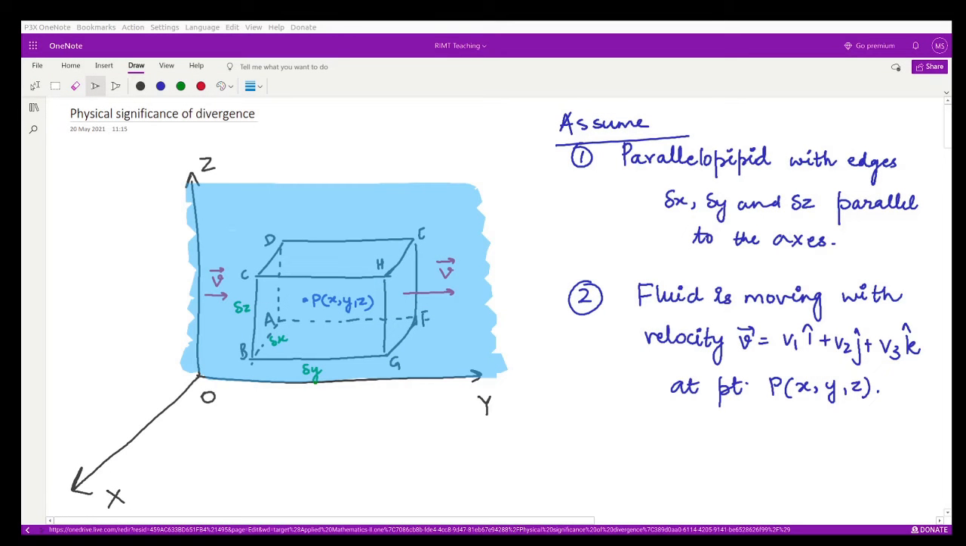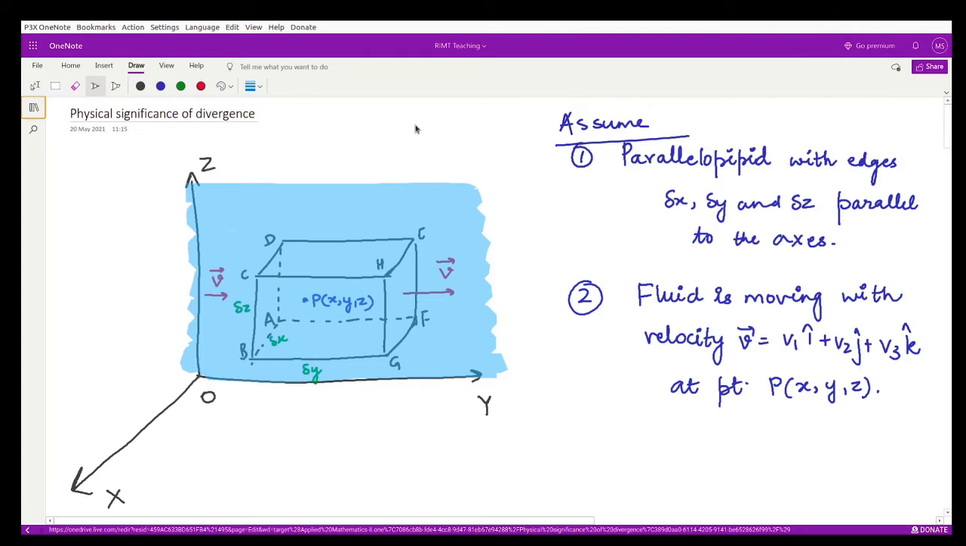Physical significance of divergence. Let us now understand the meaning of this divergence. What does it signify? Gradient is used to signify the normal direction to the scalar function, so the gradient represents the maximum change. Here we are to see what divergence tells you.